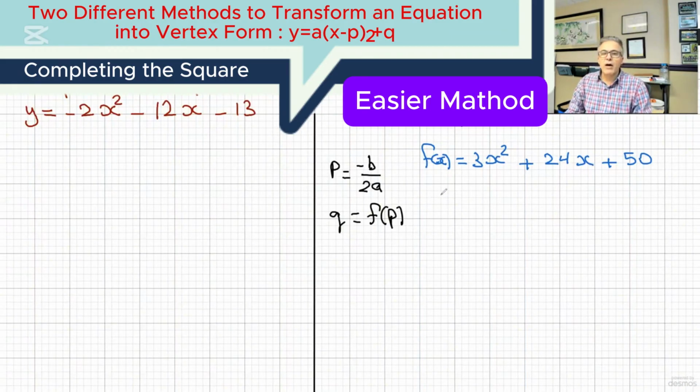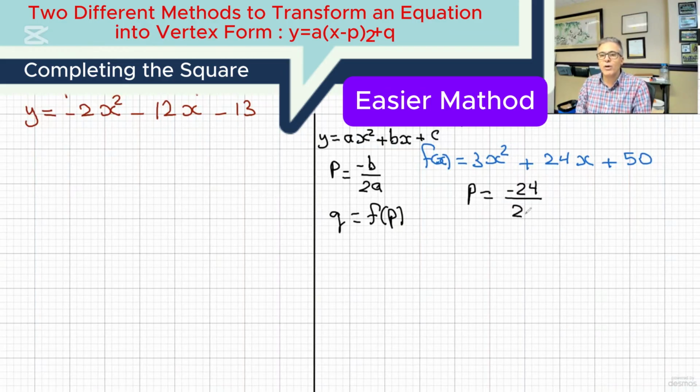All right. Now, maybe I'll write the equation in standard form for you so you know where this b and a and all of that come from. So the equation is y equals ax squared plus bx plus c. So a here would be 3, b will be 24, c will be 50. So let's find p first. To find p, it's negative b, and b is the 24 here. So it's going to be negative 24 over 2a, and a is 3. So that's negative 24 over 6, which gives me negative 4.